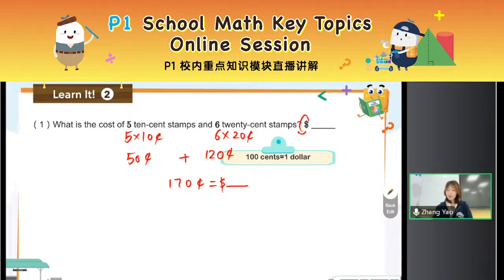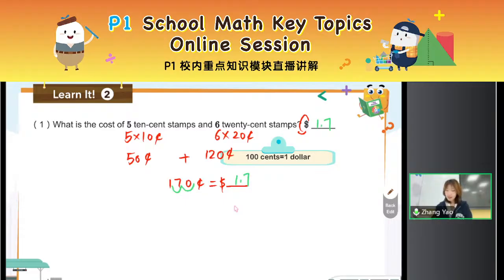So 170 cents is how much dollars? If 100 cents is $1, you can get 1.7. So we got $1.7 for this one, right? Yes, very well done. And I see someone gave me the right answer for this one.